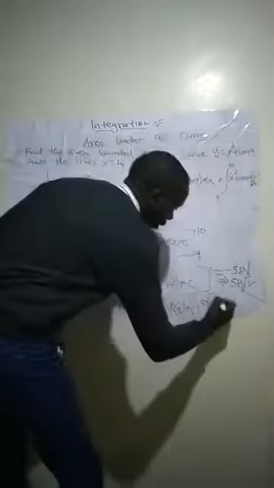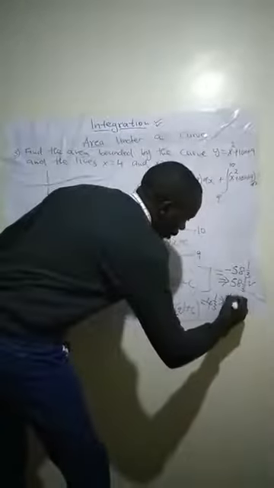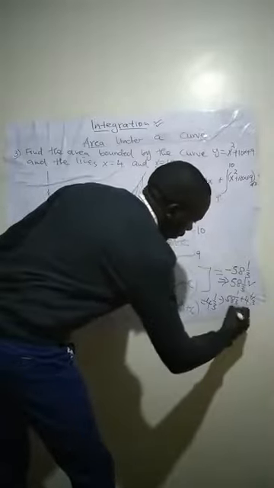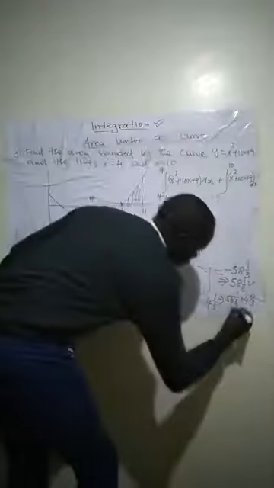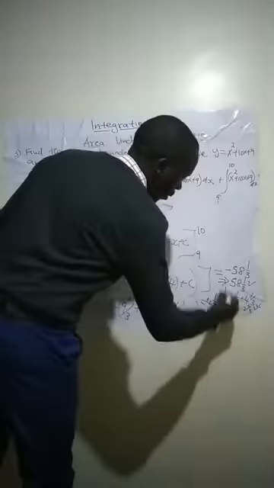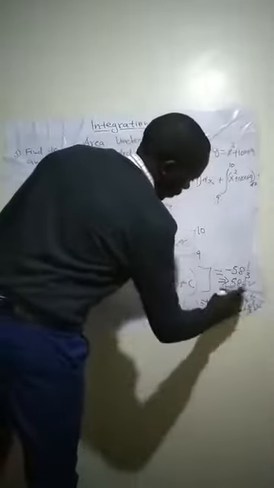That is the area above the x-axis. This is the area below the x-axis. This was negative, you drop the negative sign. So to get the total area now, we add the two. 58 and 1 over 3, plus 4 and 1 over 3. And the total area under that curve is 62 and 2 over 3 square units. So we add the two to get the total area.